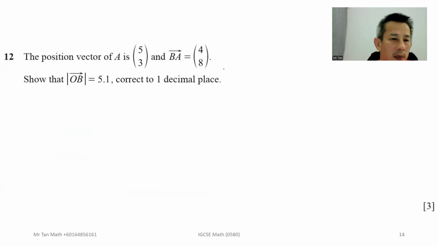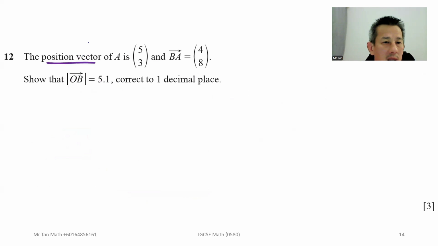Number 12. The position vector of A is (5, 3) and BA is (4, 8). Show that the magnitude of OB is equal to 5.1, correct to 1 decimal place.